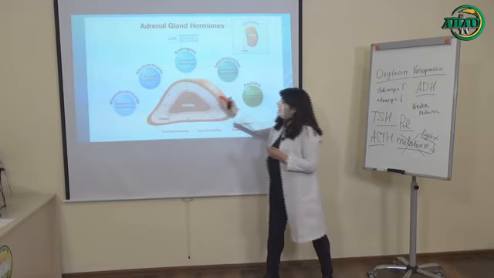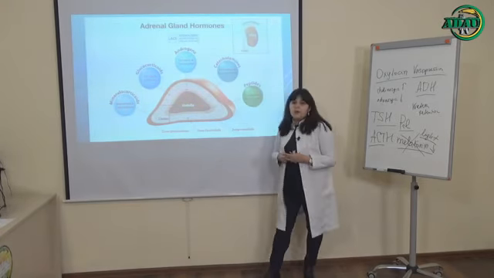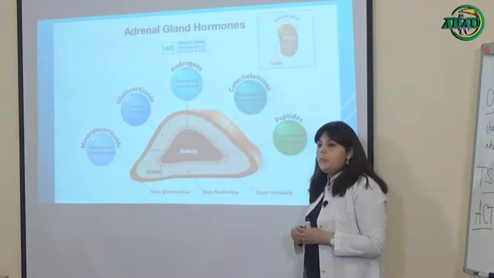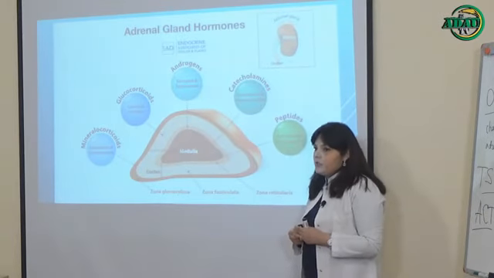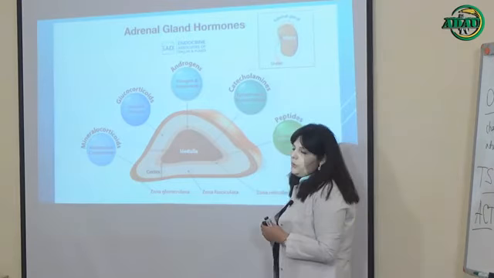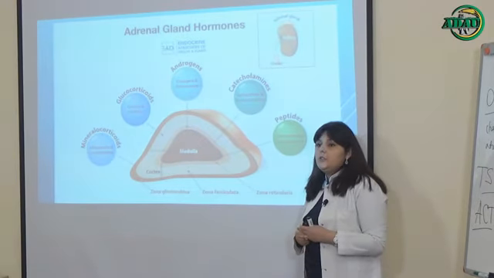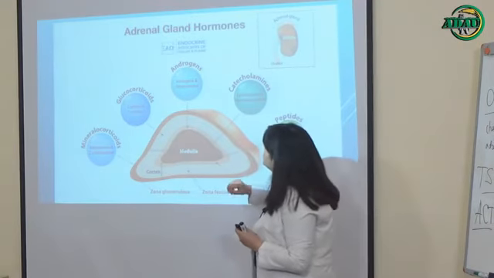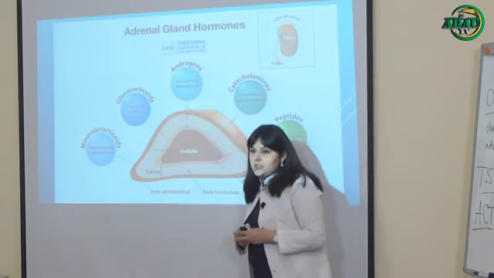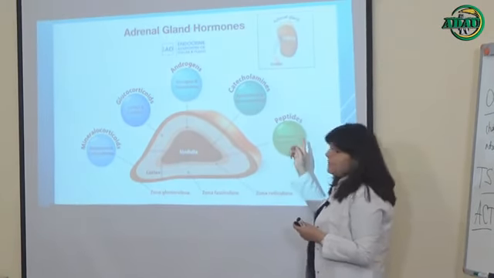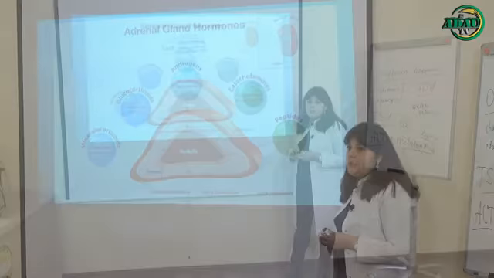The second layer produces glucocorticoids. Glucocorticoids, for example, cortisone. The main function of this hormone is to regulate the metabolism of carbohydrates. And the reticular zone is responsible for the production of hormones like androgens, the sex hormones. And here we can see the estrogens and testosterone. And again, I forgot about the peptides. Peptides are also produced by the medullary part of the adrenal gland.